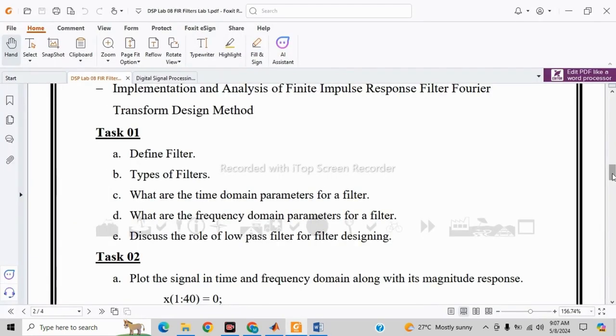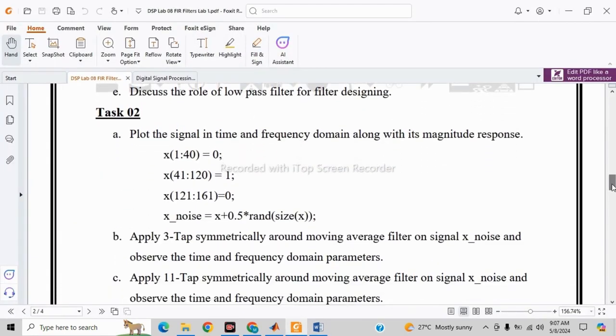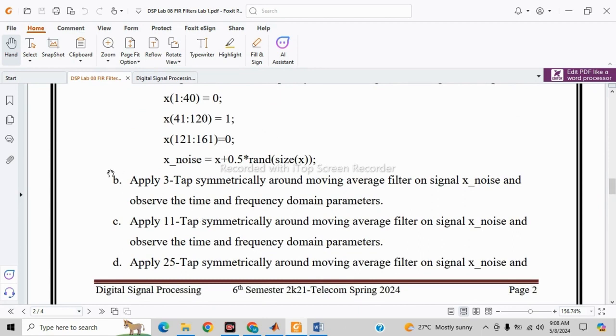Next, task number two for this lab is to plot the signal in time and frequency domain along with its magnitude response. And this is the signal. Part B is to apply a three-tap symmetric moving average filter on the signal X noise and observe the time and frequency domain parameters.